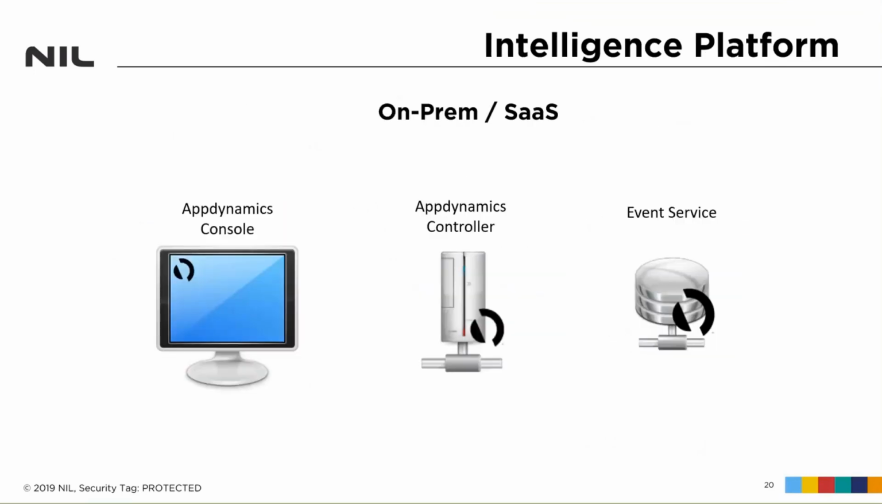The Intelligence Platform consists of a set of services. It could be deployed on-prem or as SaaS. This is an important difference from other application performance management solutions. Many of them provide only SaaS deployment. Thanks to the ability to be deployed on-prem, AppDynamics could be used in organizations which have specific requirements for data storing: government institutions, banks, insurance companies, stock exchanges, airports, and others.